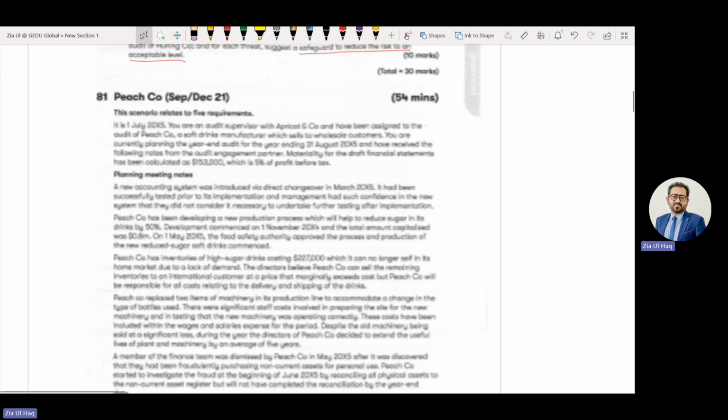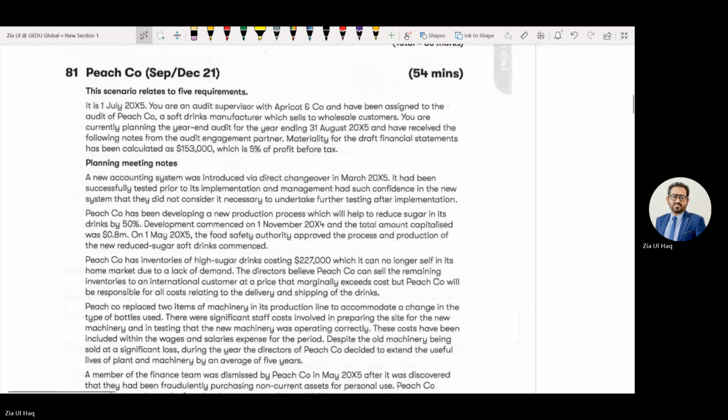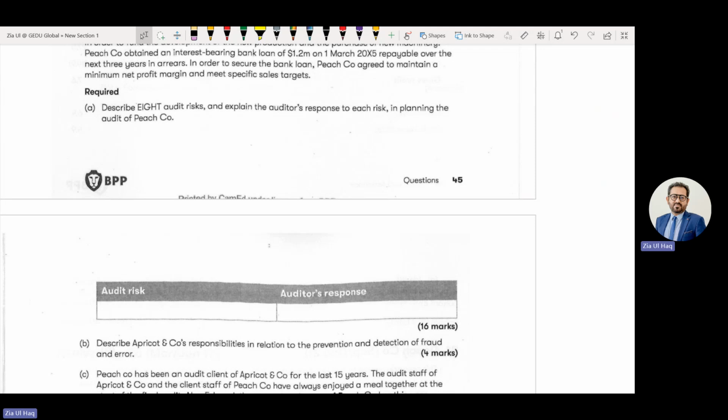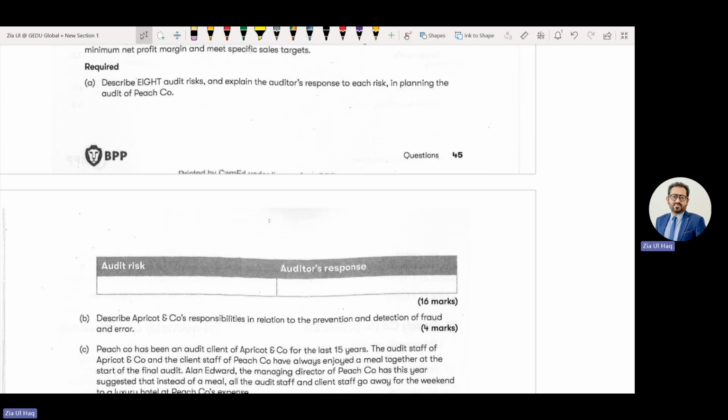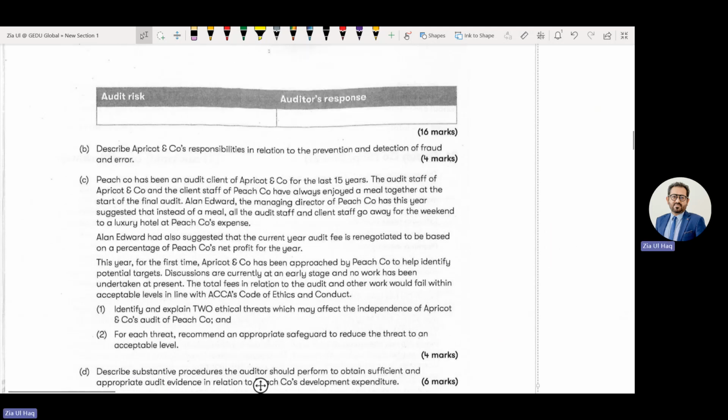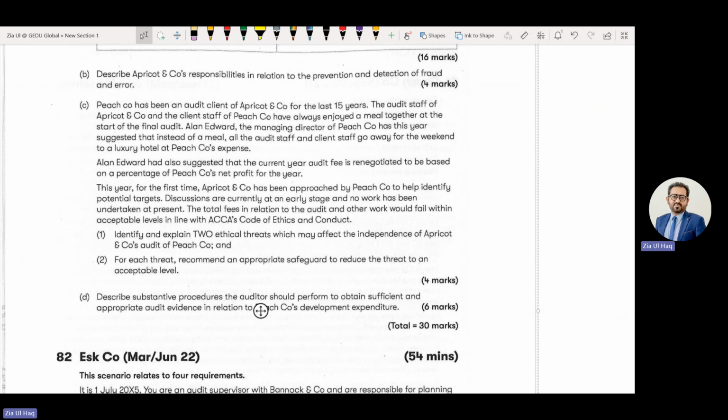Question 81. Each company. Requirement A for 16 marks. Requirement B for 4 marks. And requirement C for 4 plus 6, 10 marks altogether. 30 marks question.